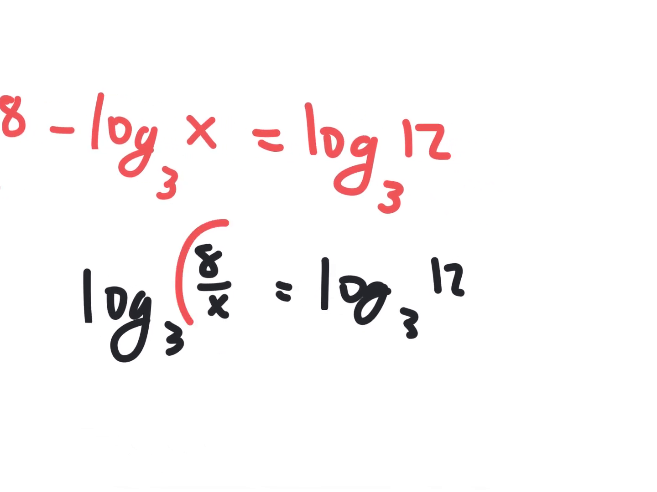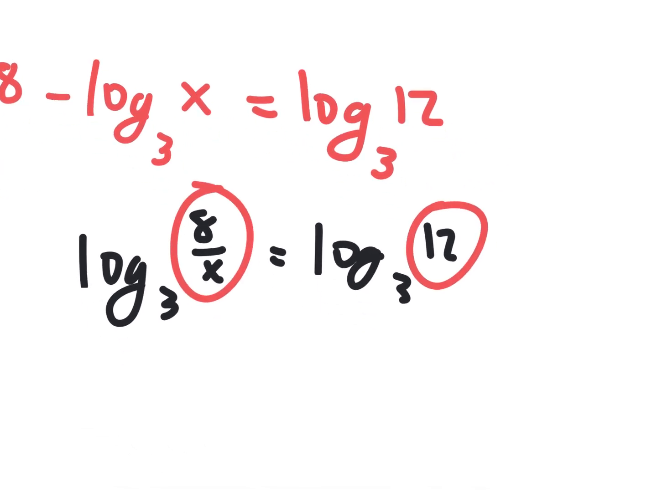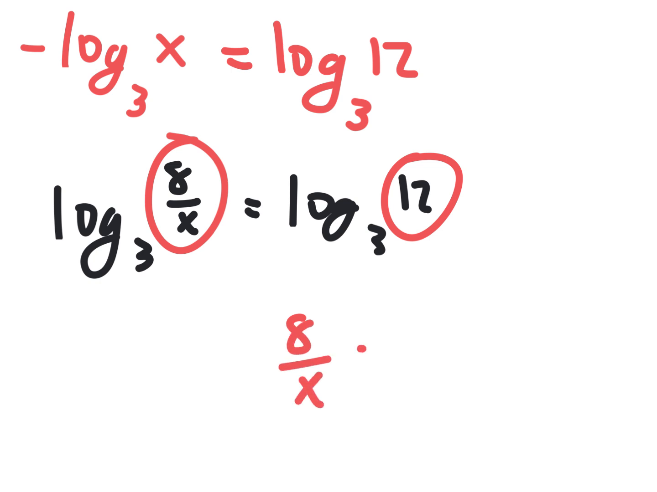and then I can just focus on this. 8 over x equals 12. And my way of solving that, you have your way, I have my way. I like to clear the fractions out. So I times by the denominator. Boop. And then it becomes obvious. Oh yeah, I just divide by 12 then.